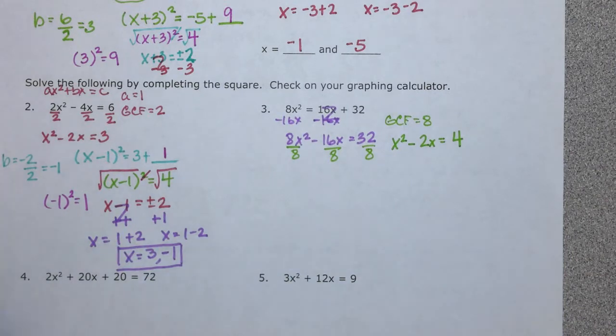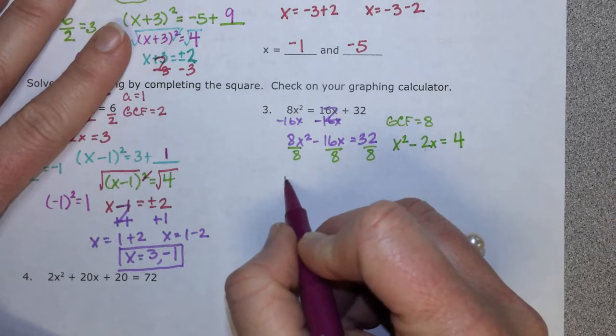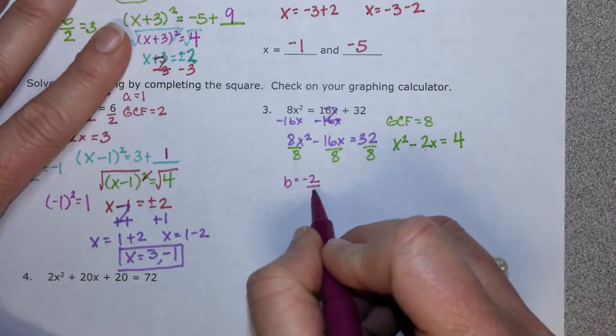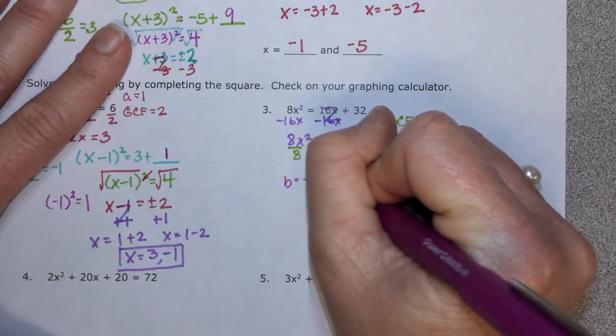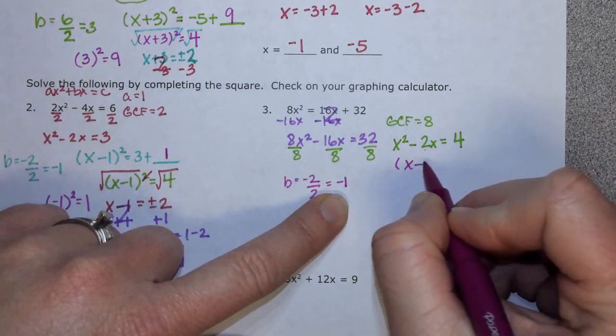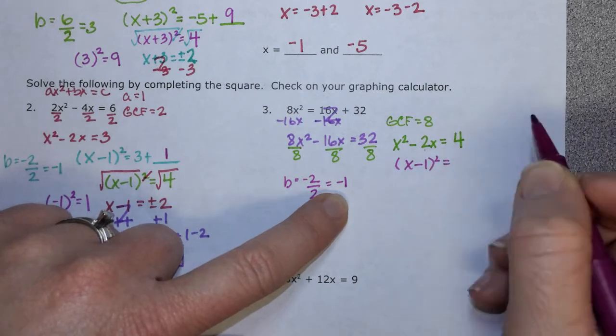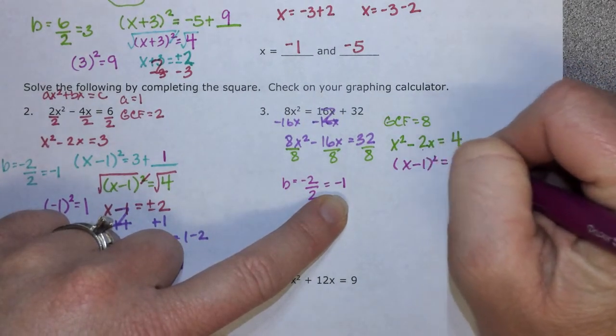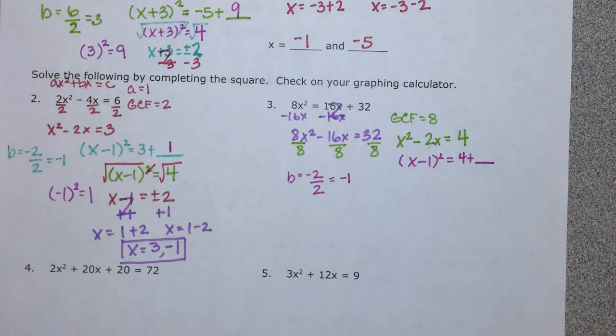Okay. Now I can take my b term, which is now negative 2. So b equals negative 2, and I'm going to divide that by 2. That gives me negative 1. So I'm going to use this negative 1 to write my factors of x minus 1 squared equals, remember, I'll have 4 plus whatever is going to go right there.